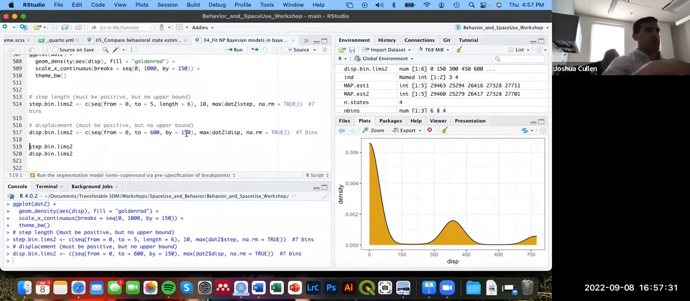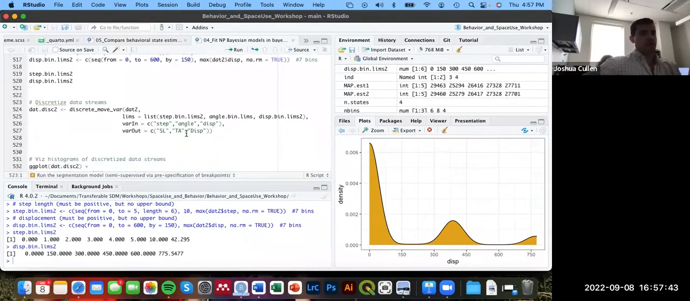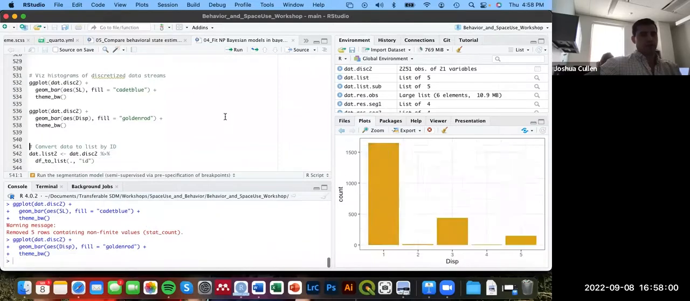In general, adding more bins helps to increase the resolution of identifying these changes. And that's just showing the new bin limits. So we need to rediscretize our data sets using these new step and displacement limits, which now have these twos at the end of them. Turning angle bin limits are going to be kept the same. And these are our new distributions. So we see for displacement, it's much different. It's not as smooth. So it's identifying these gaps that were more clear in the continuous density distribution.